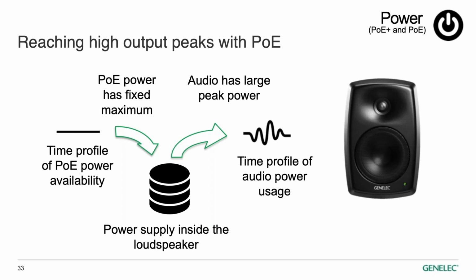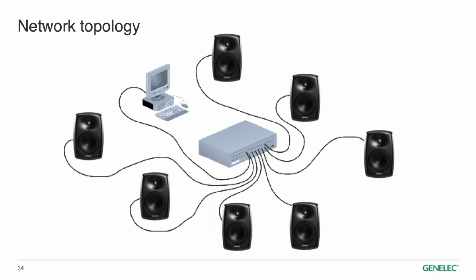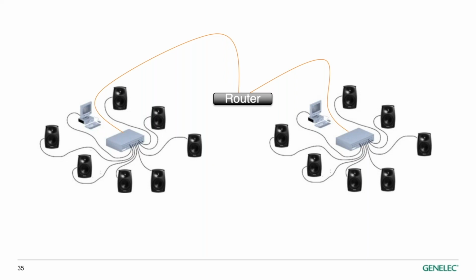Network topology is exactly the same for these as any other network connected device. So a star configuration, each loudspeaker is receiving its own cable and own network connection from the ports of the switch, along with the PoE plus power. And if you have a larger system, then you can connect multiple star configurations together, connected to a central switch or a router in a larger system. And this way you can scale the system to any number you need to have.